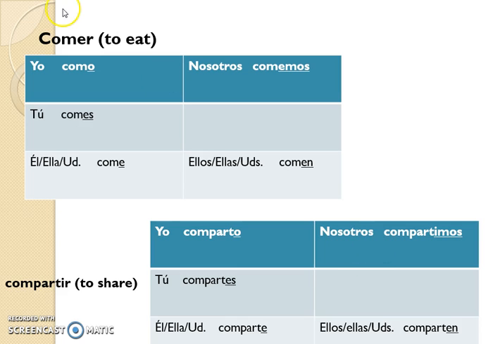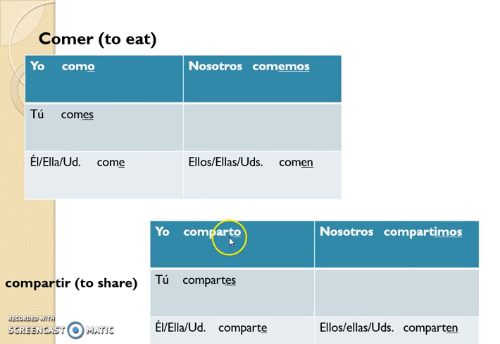Here are a couple examples. Comer is to eat. That's an ER verb. Yo como, tú comes, él or ella or usted come, nosotros comemos, ellos, ellas, ustedes comen. Compartir is an IR verb, to share. Yo comparto, tú compartes, él, ella, usted comparte, nosotros compartimos, ellos, ellas, ustedes comparten.